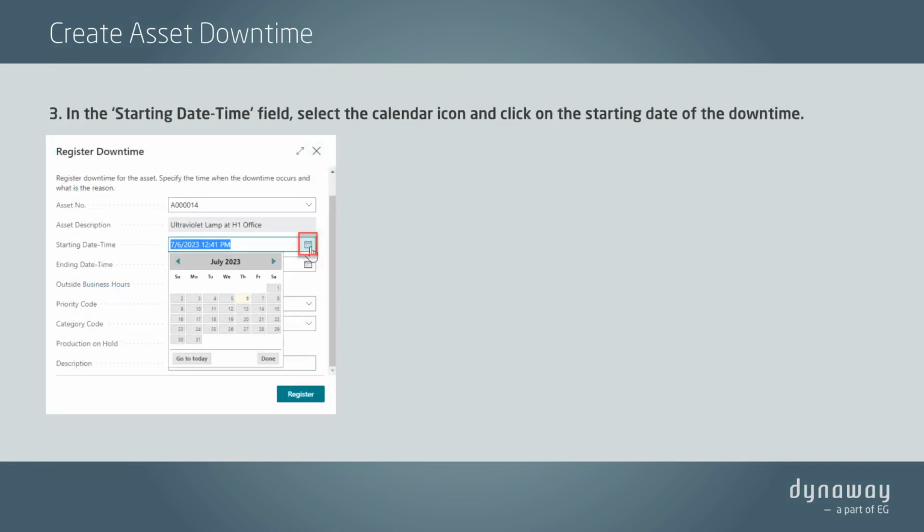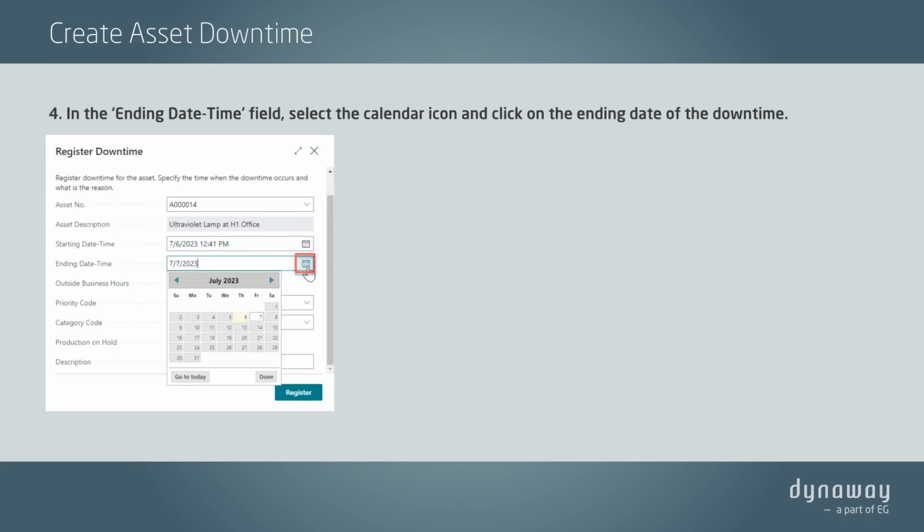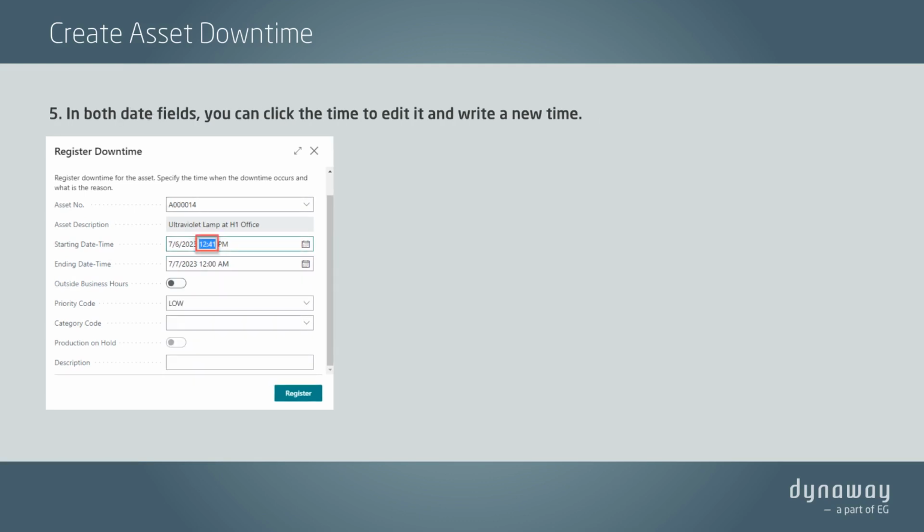In the Starting Date Time field, select the calendar icon and click on the starting date of the downtime. In the Ending Date Time field, select the calendar icon and click on the ending date of the downtime. In both date fields, you can click the time to edit it and write a new time.